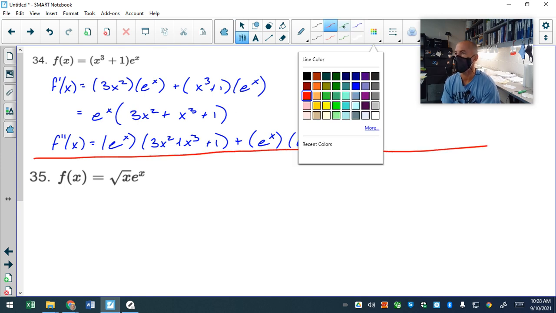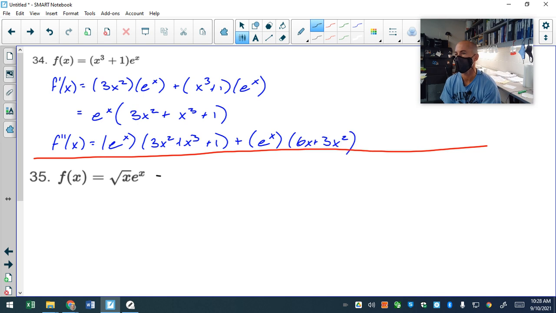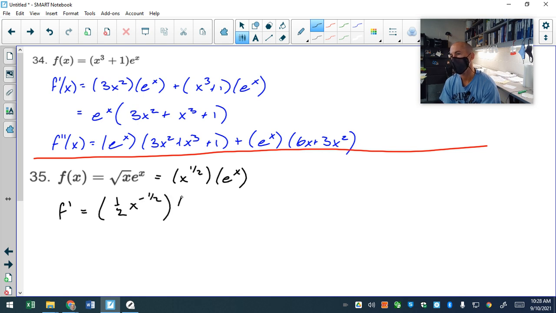Do you want to change the square root of x to x to the 1/2? Do you want to write that down? You can if you want to. We will do the product rule. F prime: the derivative of x to the 1/2 is 1/2 x to the negative 1/2. Leave e to the x alone, plus leave the first one alone, times the derivative of e to the x.